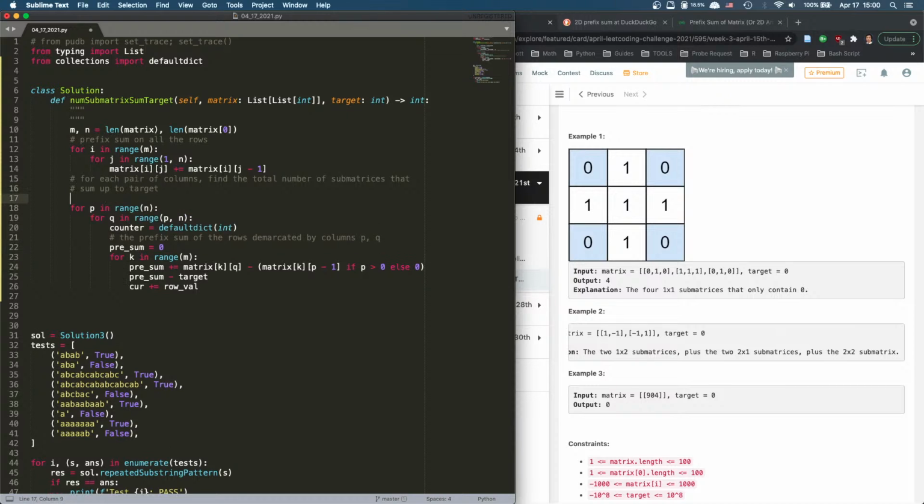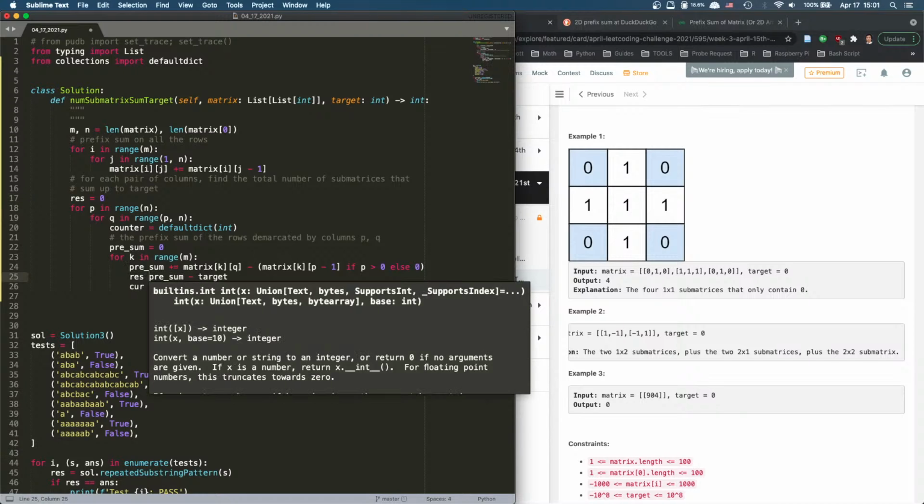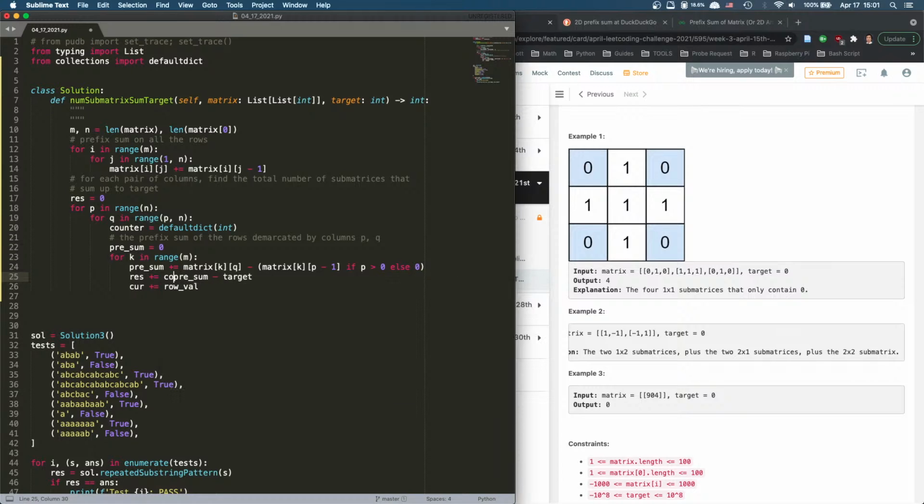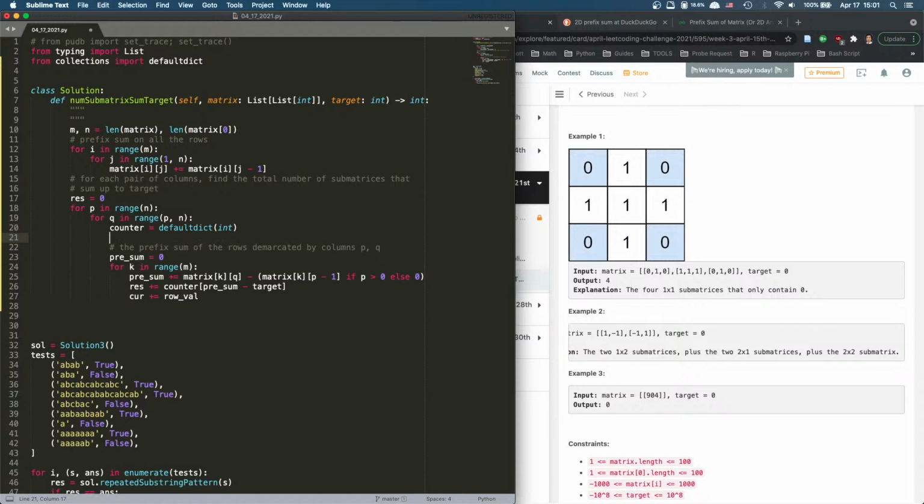We're going to have a result that equals 0. So we can do result plus equal to counter, calling this, right? If it doesn't exist, that's a 0. Now we need to do counter 0 has to be 1, because there is always one.